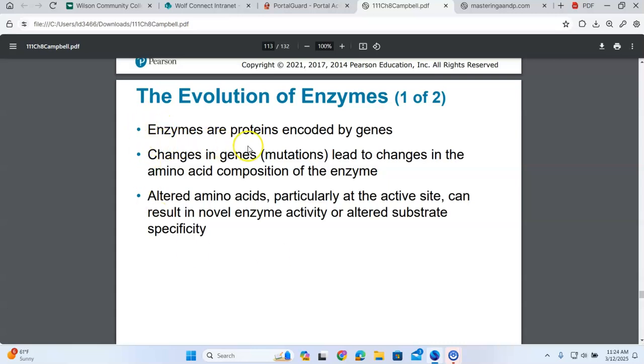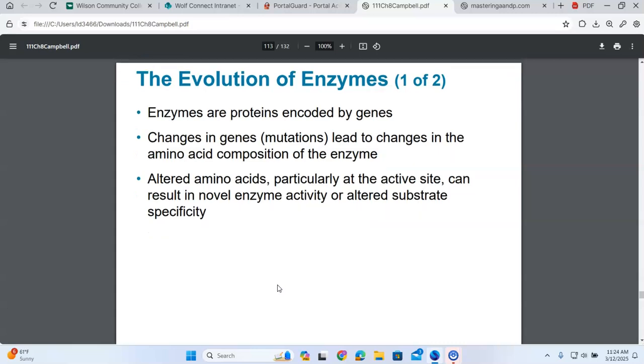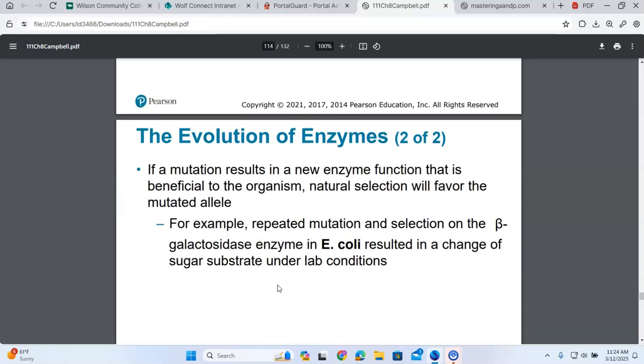All right, enzymes are proteins. So proteins are coded for by genes. Genes code for specific proteins. That's what they do. A gene is a piece of DNA that codes for a specific protein. So changes in genes, or mutations, will lead to changes in the amino acid composition of the enzyme. So if even one of the amino acids changes, it can change the shape of the enzyme and change how it functions.